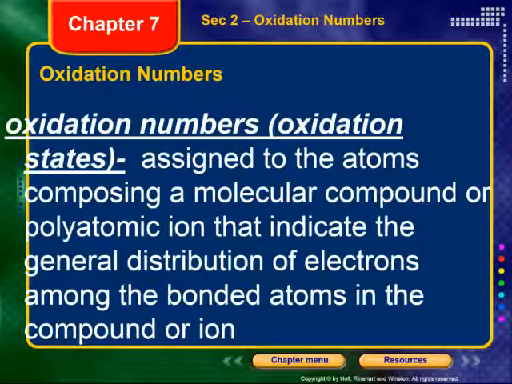But with a molecule, since we don't have a complete transfer of electrons, we simply have covalent bonds, the sharing of valence electrons. Therefore, we do not have full ionic charges. Remember, sometimes we do have partial charges, but never a full charge, because we don't have ions. This is a molecule, and so we use oxidation numbers to describe the general distribution of electrons.